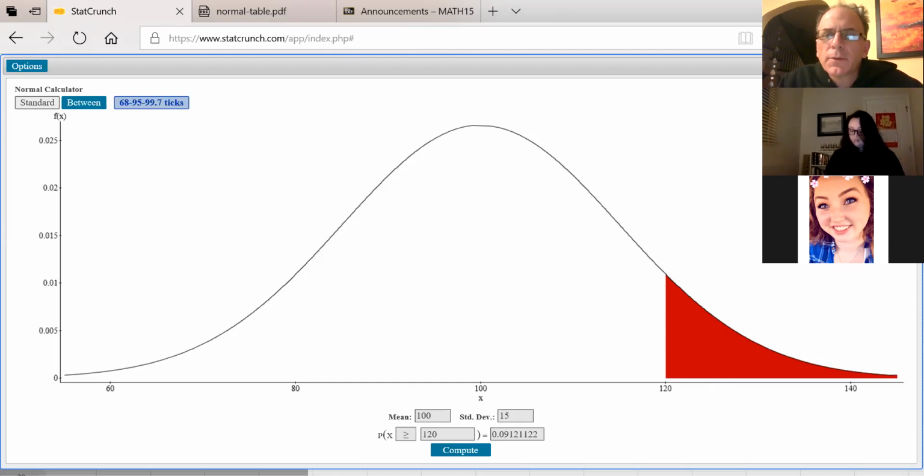Now remember, we can also interpret that as: if I select some adult at random, what is the probability that their score is higher than 120? The value will be about 9%. That means 9% of all people score above 120 on their IQ.